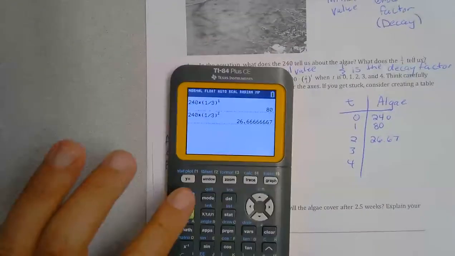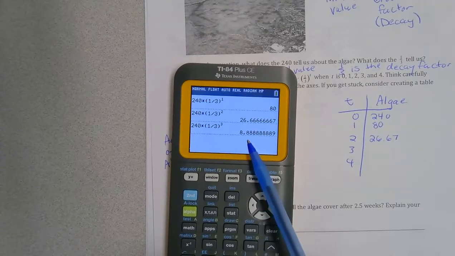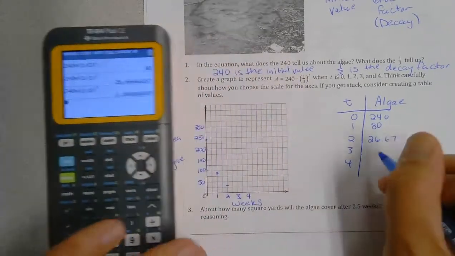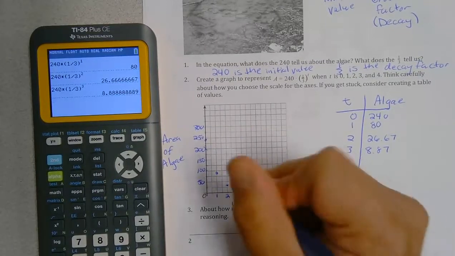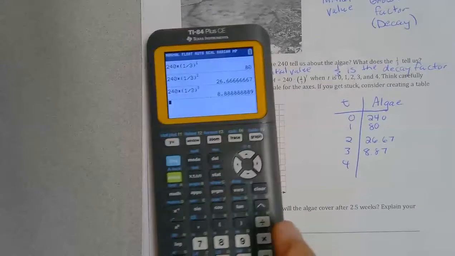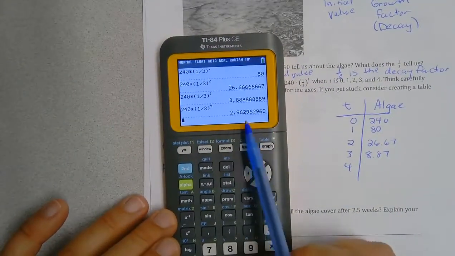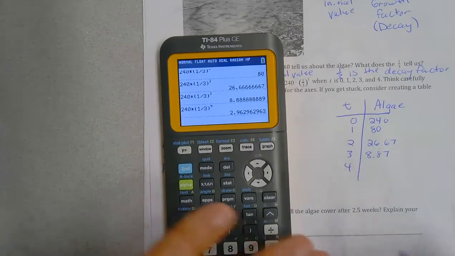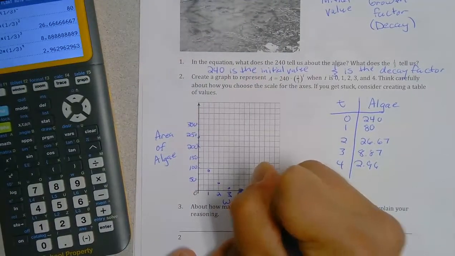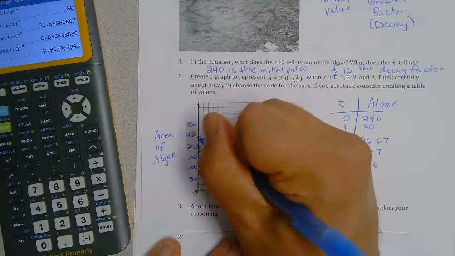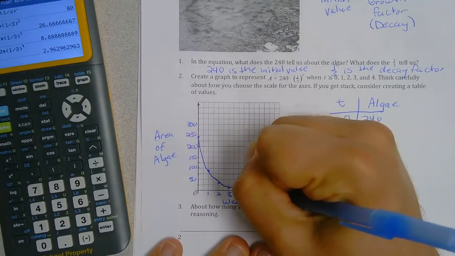And then for 3, I'm going to go second entry, go back here, put in 3. And it's going to be about 8.87 if I round, which again is going to be about right here. And then I'm going to put in the entry again, put in the 4, and that's about 2.96, which would be about right there. So as I graph that, that's going to go down like this.